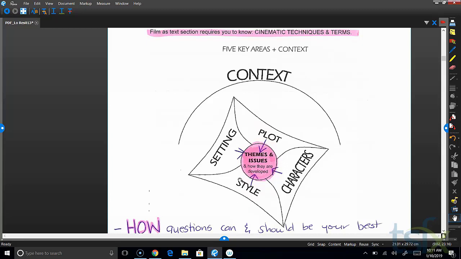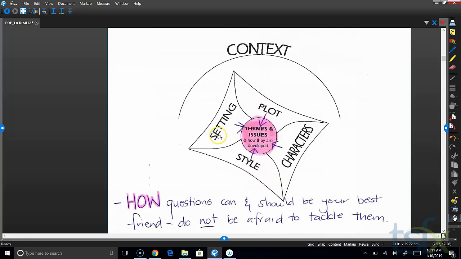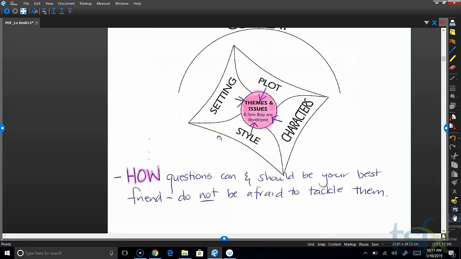That's why how questions should be your best friend. If you ever get an essay question that says, how does Shakespeare use, in Macbeth, or how does the play demonstrate evil, or how does Euripides use his characters to explain gender roles or something, if you get an essay question that starts with the word how, clap your hands with joy and glee.